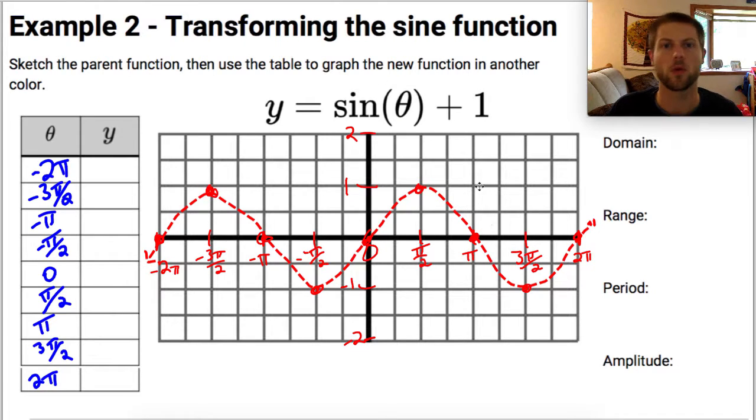In this next example, we want to transform the sine function a little bit differently this time. We want to actually graph the function y equals sine of theta plus 1. So last video we doubled the function sine of theta. This time we're going to add something to the end of it.